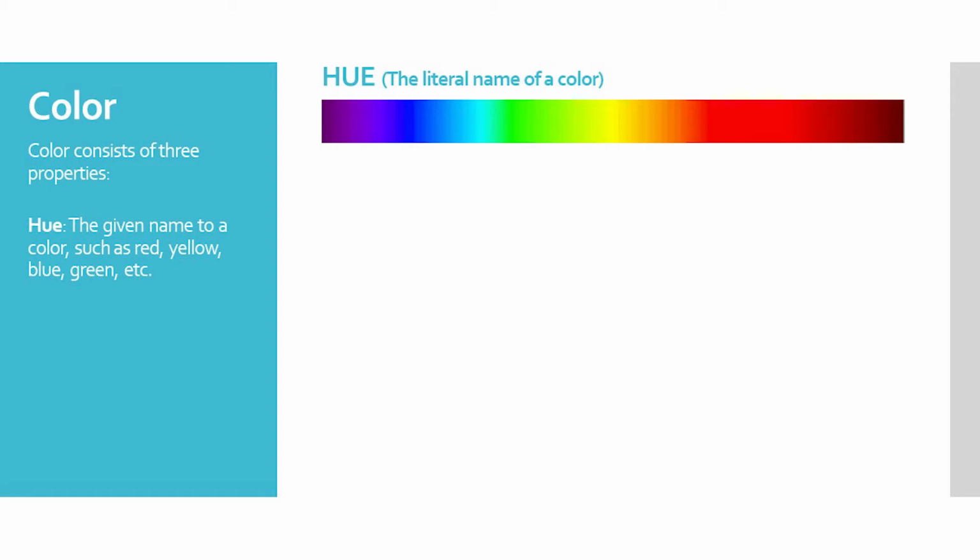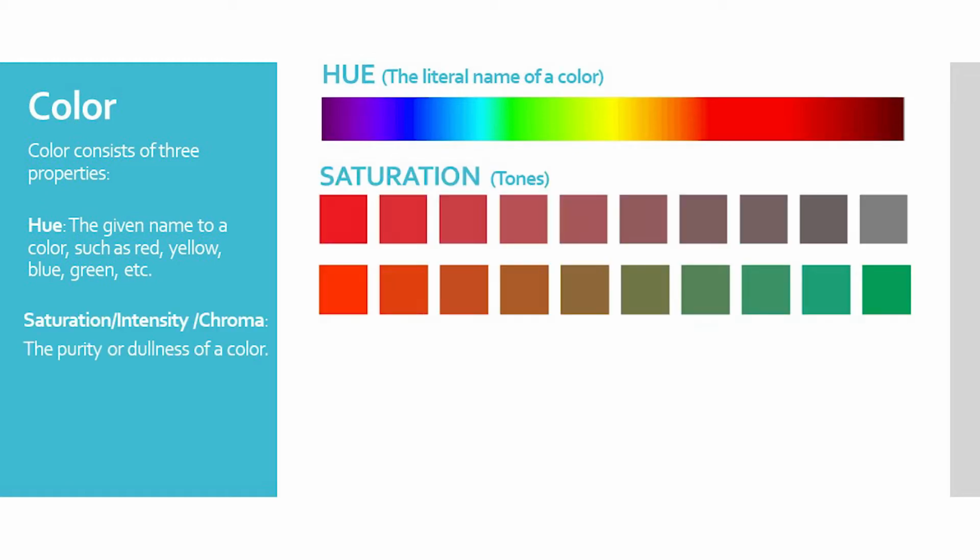So we've talked about what color is. Let's talk about its properties. Color consists of three properties. The first is hue. Hue is the given name to a color, such as red, yellow, blue, purple, green, orange, etc. Then there's also saturation, which is sometimes also called intensity or chroma, but I prefer saturation. In the digital world, that's the term that we use, and we're living in a digital age, so I think that makes more sense. So, saturation is the purity or dullness of a color.